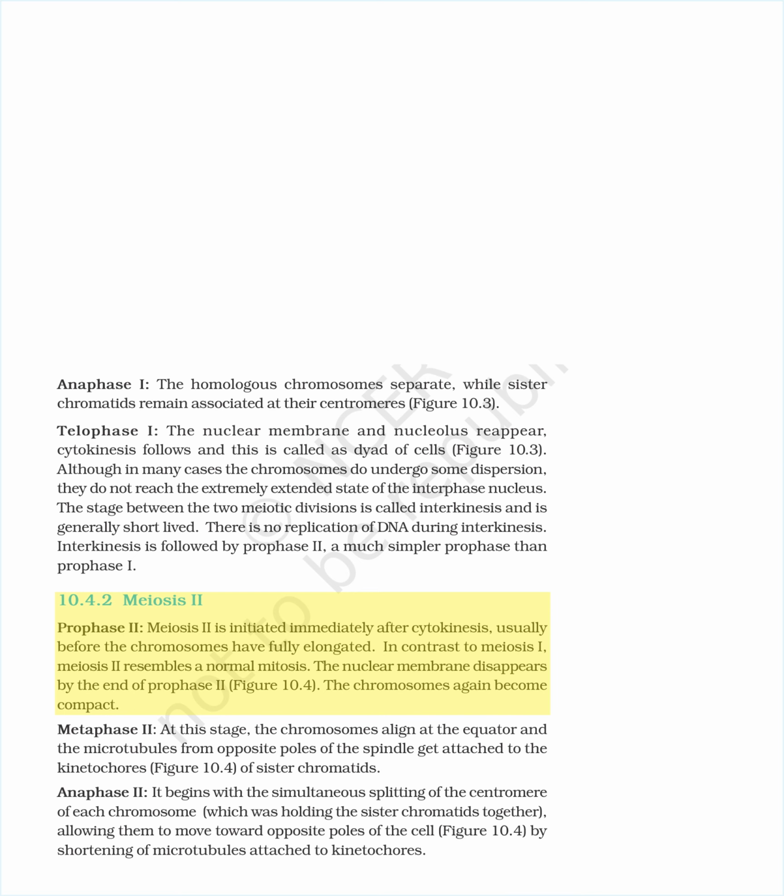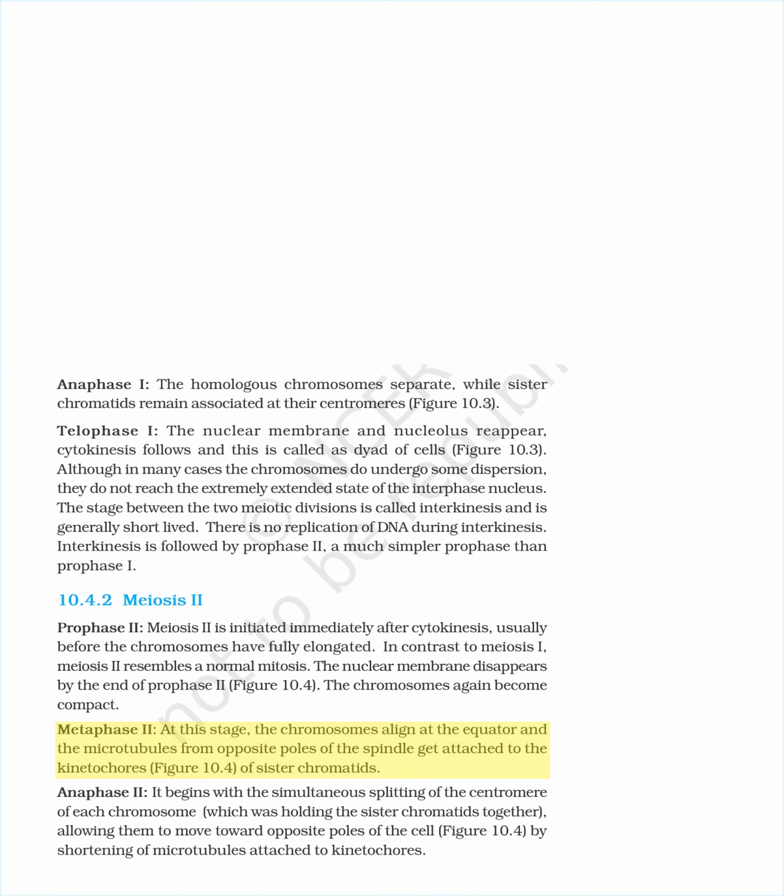10.4.2 Meiosis II. Prophase II. Meiosis II is initiated immediately after cytokinesis, usually before the chromosomes have fully elongated. In contrast to meiosis I, meiosis II resembles a normal mitosis. The nuclear membrane disappears by the end of prophase II, figure 10.4. The chromosomes again become compact.